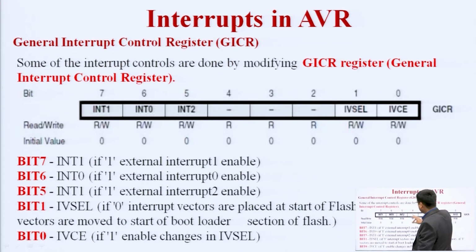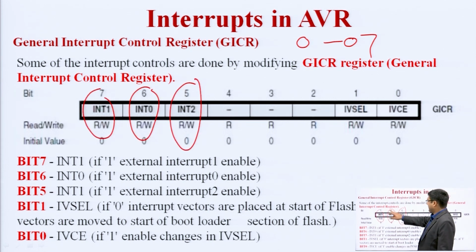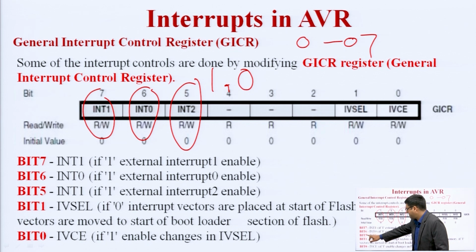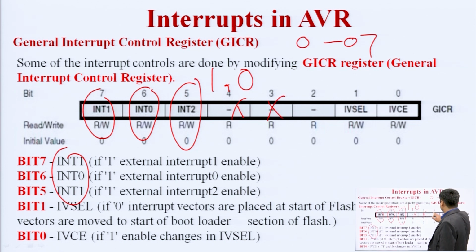Each interrupt has a general interrupt control register. It varies from 0 to 7, so it is 8-bit. Here you can see that bits 5, 6, 7 are dedicated to interrupts: interrupt 1, interrupt 0, interrupt 2. When a bit is set, it has a value of 1. When it is reset, it has a value of 0. So bits 7, 6, 5 are assigned to the 3 types of interrupts. Bits 4 and 3 will not be used. Bits 1 and 0 are user programmable.